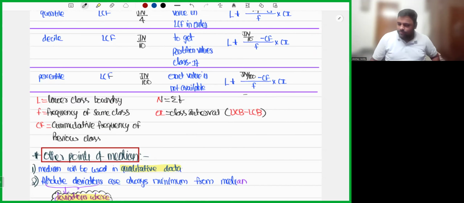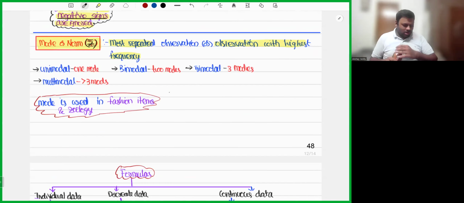What is this mode? Not the mode that will take turn, it's mode. And it's not mode also, it's mode. Mode.